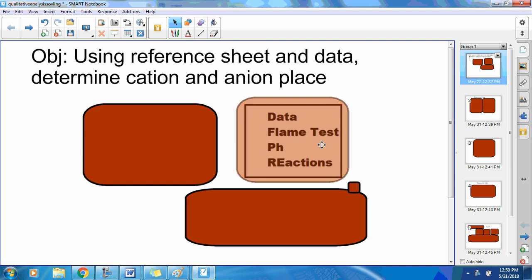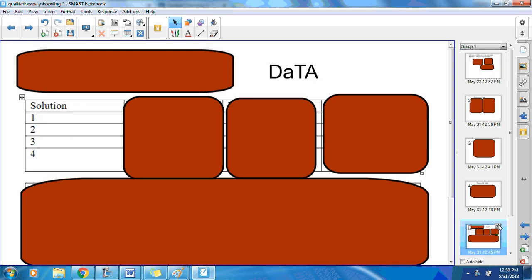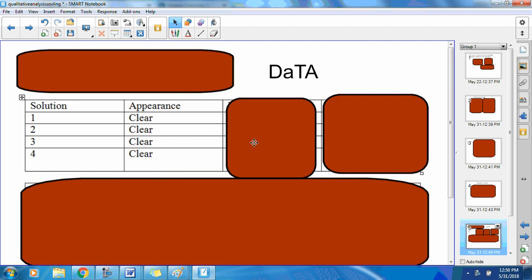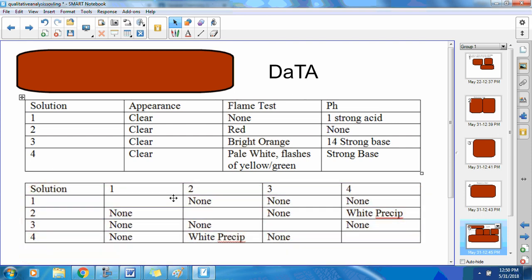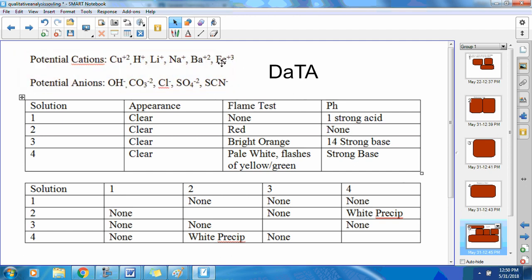The second thing you're going to need is your data. The data is what the solutions did. In the sample problems, the data is going to look like this, where you've got their appearance, the flame tests, and the pH of the solutions. There are 4 solutions in this problem. And then you've got their reactions. 1 and 2 didn't do anything, and 2 and 1 didn't do anything, and so on. 2 and 4 had a reaction. On these samples, these are the potential cations and these are the potential anions, the things that could be in solutions 1 through 4.